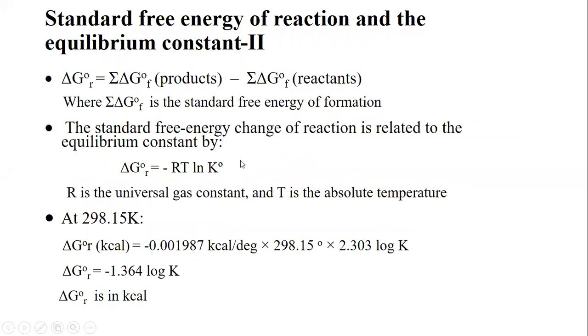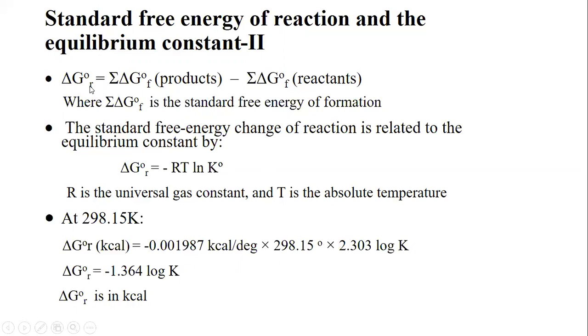Like I said, there are two different systems that are used. In the old textbooks, we have seen so many values given in the calorie. They used to deal more with the calorie instead of the joule. So the only thing that will change will be the value of R. It will have a different value. 298.15 is still the same. This is still the same. So this is exactly like we did earlier.